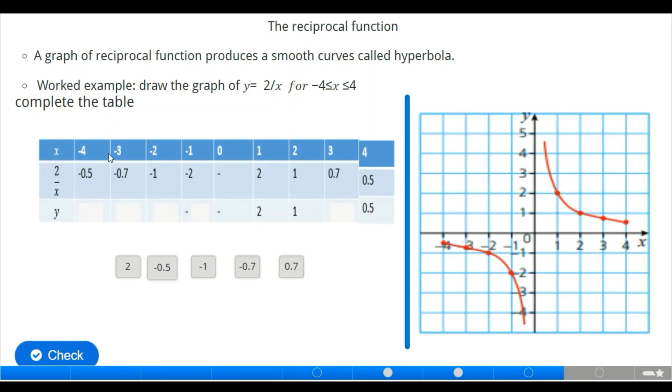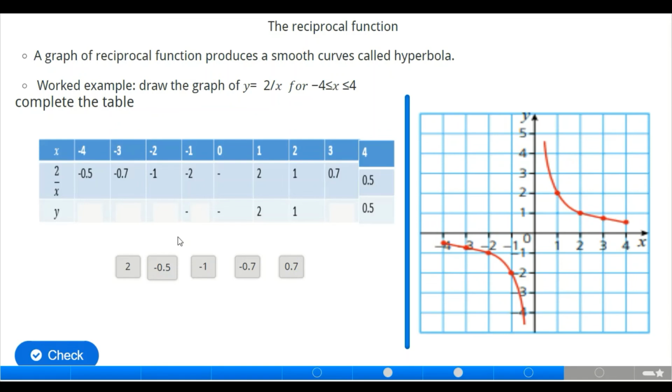Minus 0.5. 2 divided by minus 3, we have minus 0.7. 2 divided by minus 2 will give us minus 1. 2 divided by minus 1 will give us minus 2. 2 divided by 0, that is infinity, is undefined, so we don't have an answer for that. Now 2 divided by 1 will give us 2. 2 divided by 2 will give us 1. 2 divided by 3 we have 0.7. 2 divided by 4 we have 0.5.